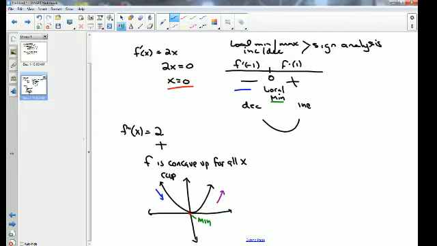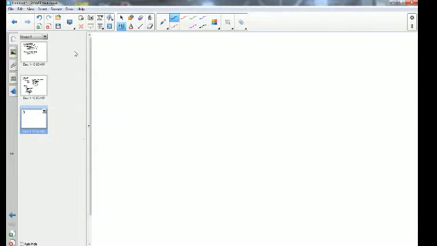Try one that's a little more difficult. Shall we? We're going to sketch that graph. Yay! Using derivatives.